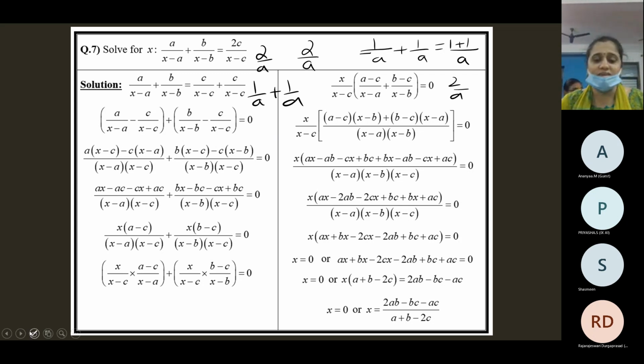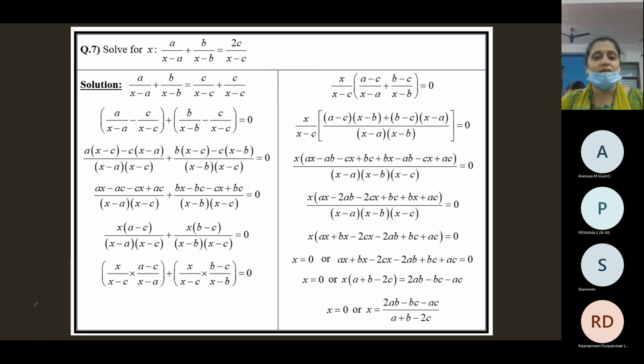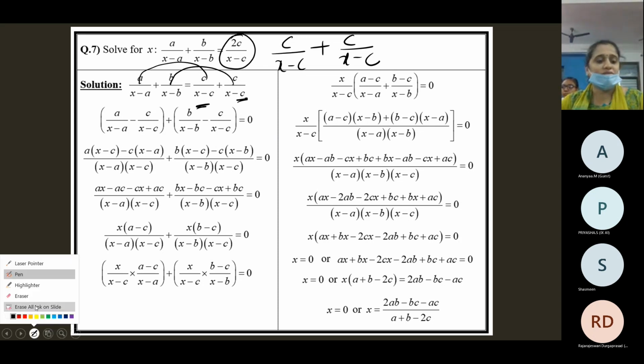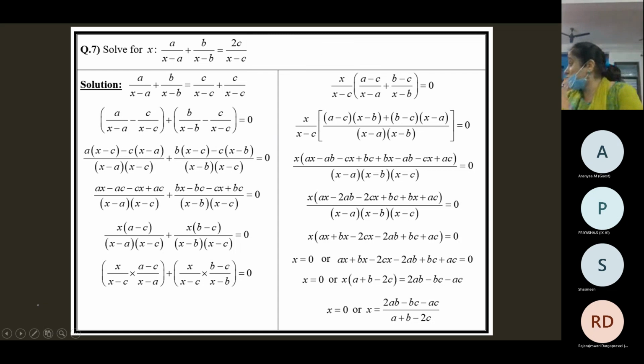Similarly, 2c by x minus c can be written as c by x minus c plus c by x minus c. Both are the same. So take one with the first term, take the other one with the next term. There's no choice of this goes with this or that goes with that.